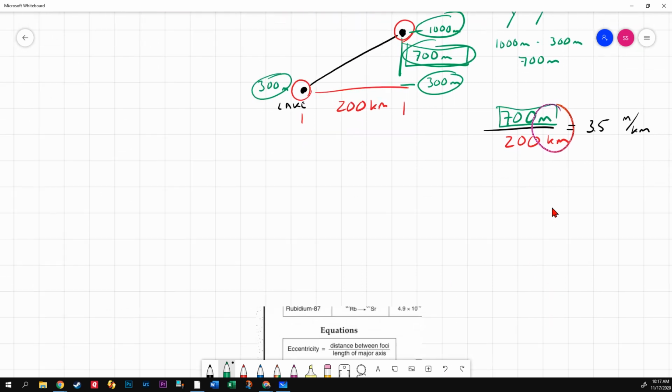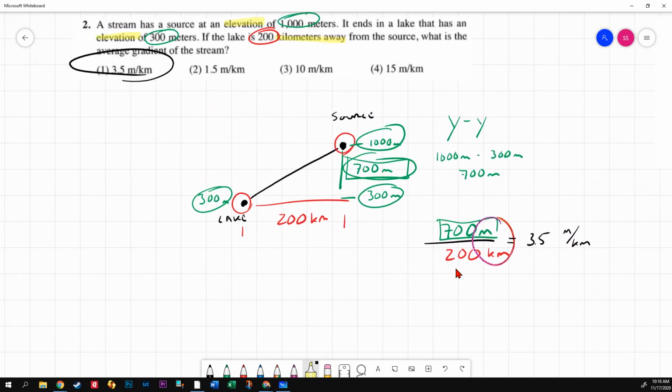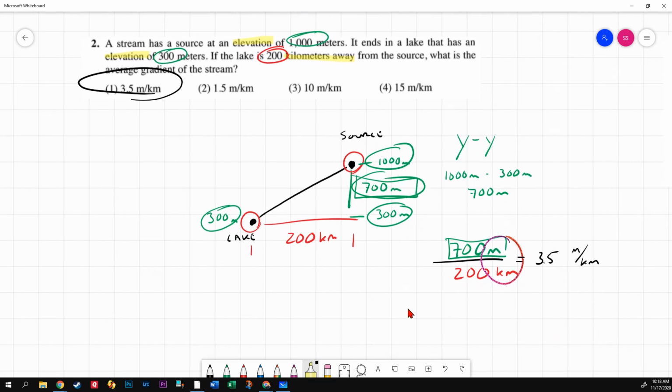And the reason why it goes on top of the problem is right here, the change in field value. Change in field value in this case is the change in elevation. So the 700 goes on top, and then the distance between the two goes on bottom. That's why the 200's on the bottom. And then I get my answer after I do my math. You can use your calculator, your phone, or your computer. Doesn't matter to me. And that's one of the answers, so I'm all good.